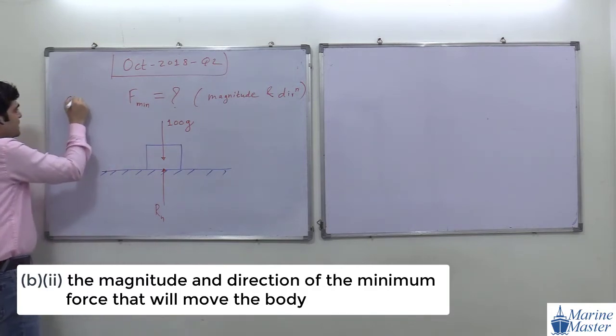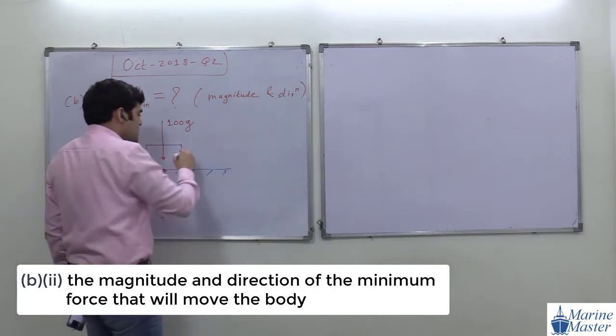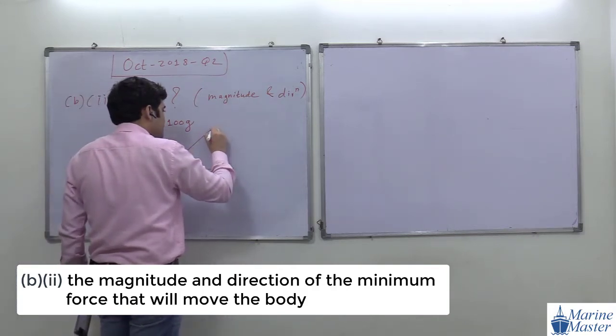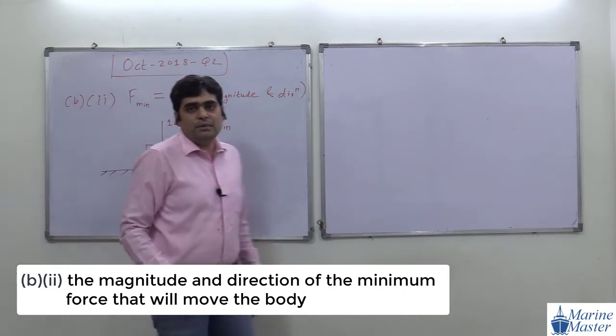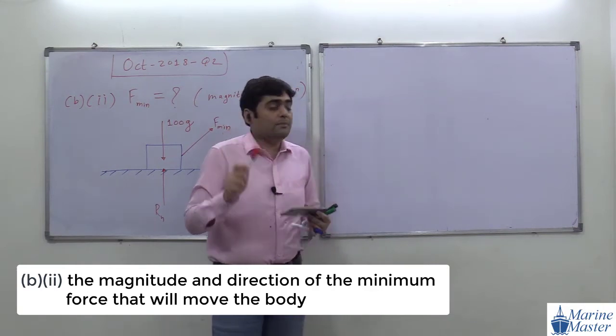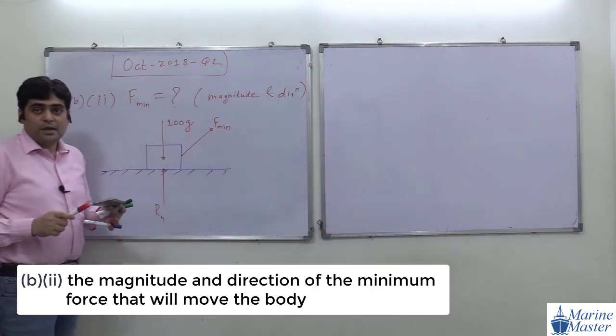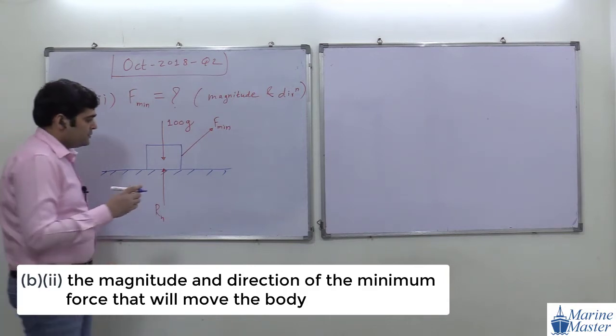Now what are they asking us in this second part of B? Minimum force. See the point here: they are asking for the minimum force, whose magnitude and direction we don't know. It means we don't know where exactly the minimum force will be.